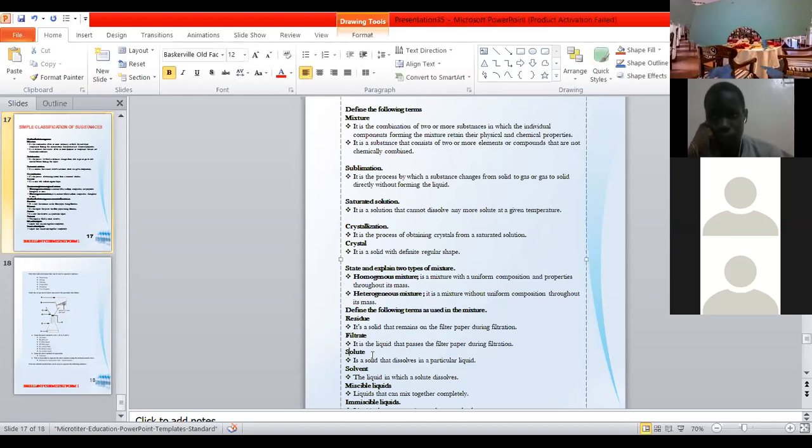We have the solute. A solute is a solid that dissolves in a particular liquid. For example, when you pour sugar into water and stir, sugar will dissolve in water. So the sugar is the solute. Then we have also solvent. The solvent will be water in our scenario where we had water and sugar. So solvent is the liquid in which a solid dissolves. So you should know that one. Now I know I didn't include this.